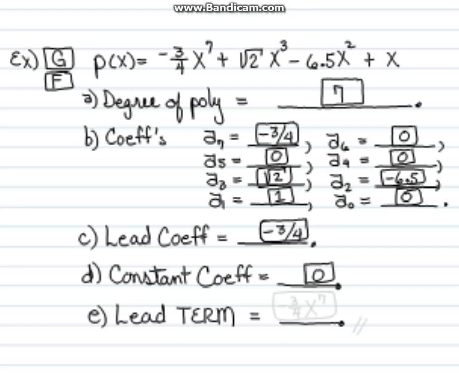And finally, the lead term. Now, terms are things that are separated by plus or minus signs, essentially. I mean, technically, they're separated by plus signs. So the lead term is the actual entire term that has the highest degree. And in this case, it would be negative 3/4 times x to the 7th. The entire expression, the entire term, is the lead term.